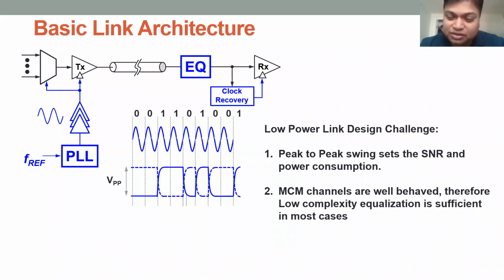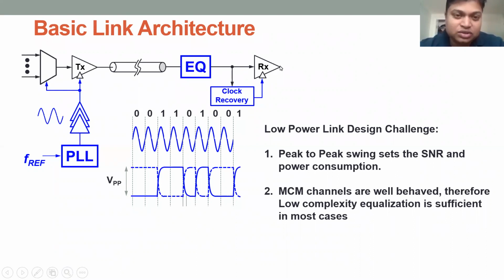I know most of the audience are not circuit centric, so I wanted to give a very brief background on this. What these links do is that they basically take from the left side all the low speed data and they serialize it, right? And once serialized, they transmit it. Then this transmitted data comes over this channel, and we may have to do a little bit of equalization and then read the data.